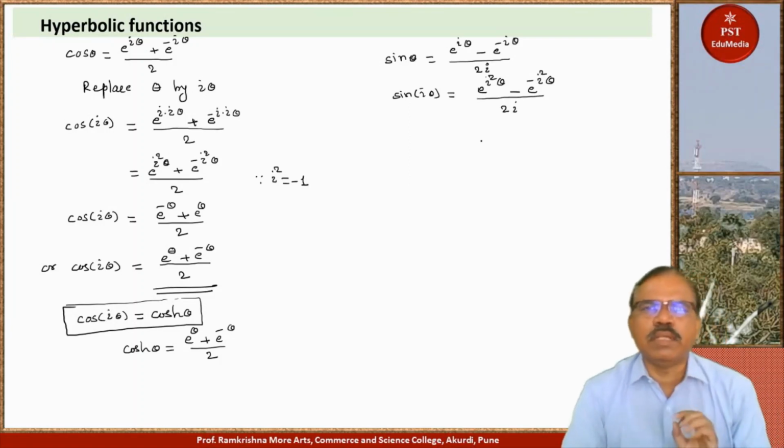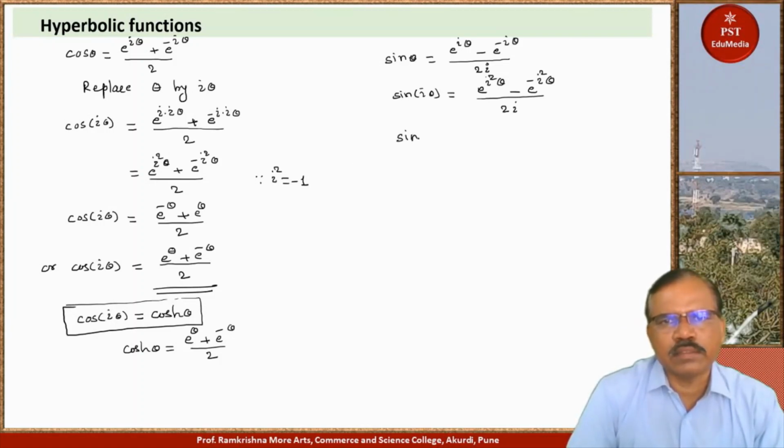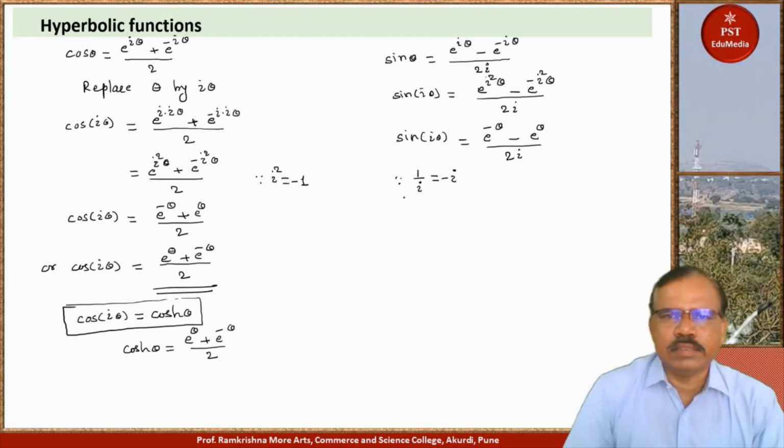So theta is replaced by i theta. Now see here what happens? i squared is equal to minus 1. So if we put here i squared is equal to minus 1, we write here sin i theta is equal to e raised to minus theta minus e raised to theta upon 2i. And we know since 1 upon i is equal to minus i, we have already seen this.